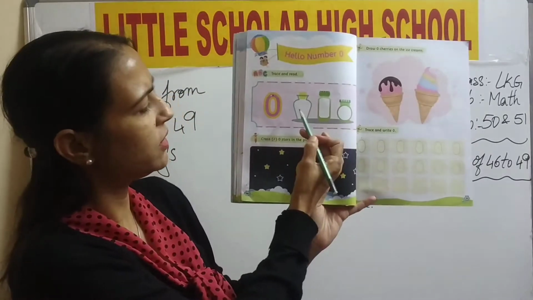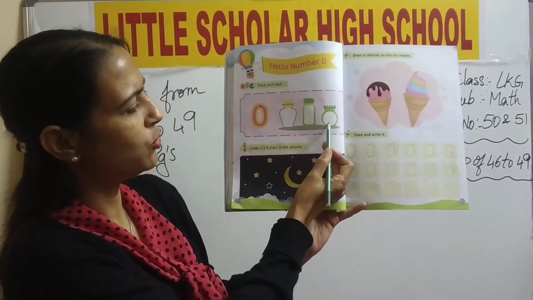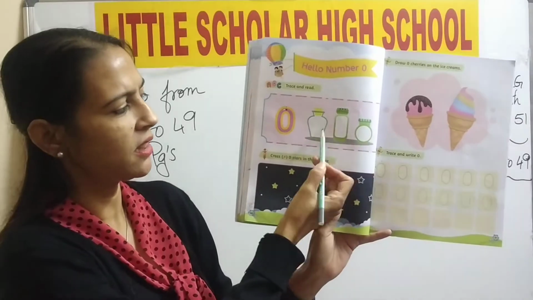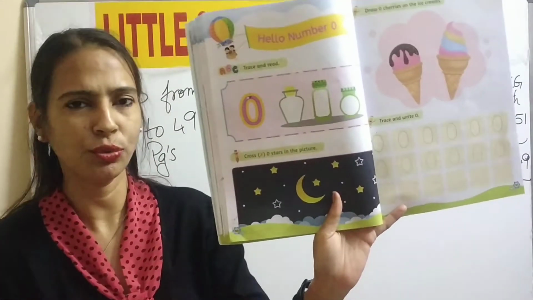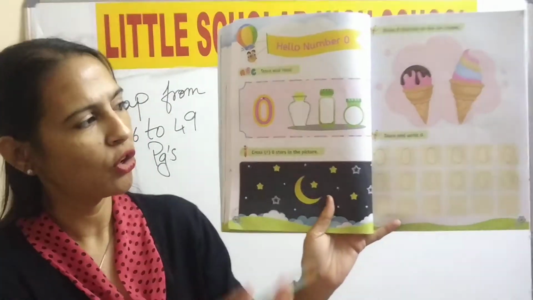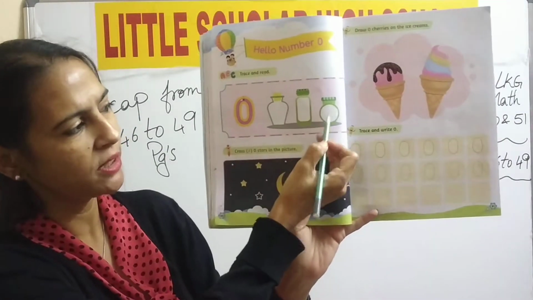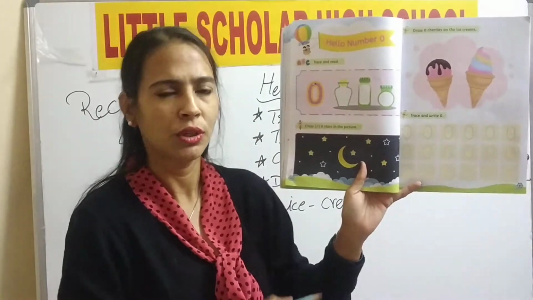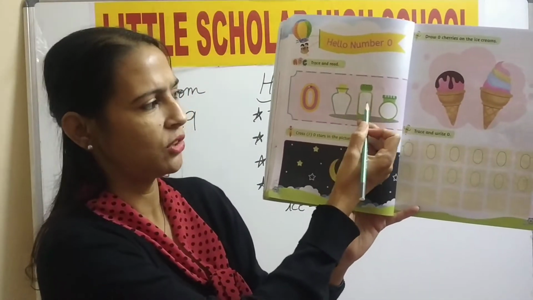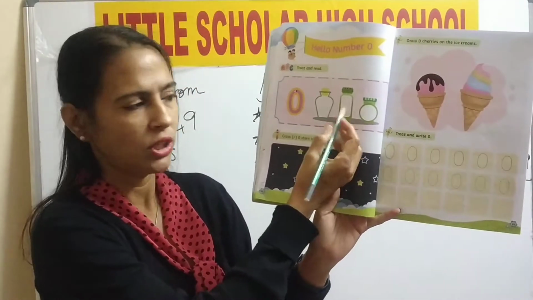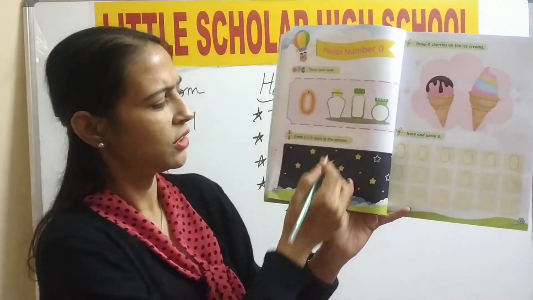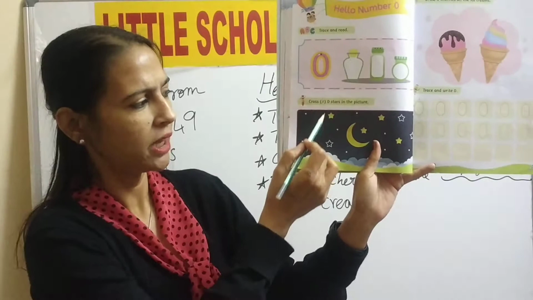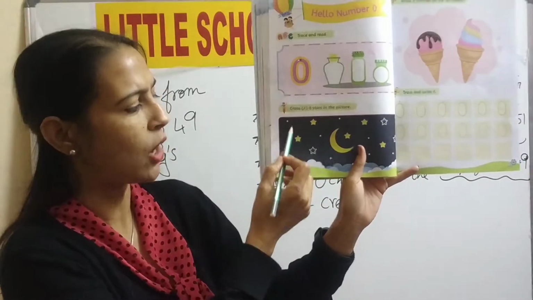Now, what do we have here? We have 3, one is a flower and 2 are the bottles, right? So, do we have anything in these bottles? No, right? It is empty. The bottles are empty. That means there is nothing. It is 0. If we have anything in it, like for example here we have the stars, right? Then we can count it.